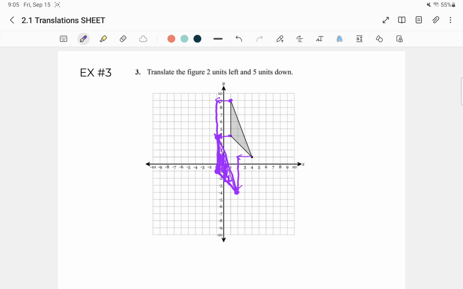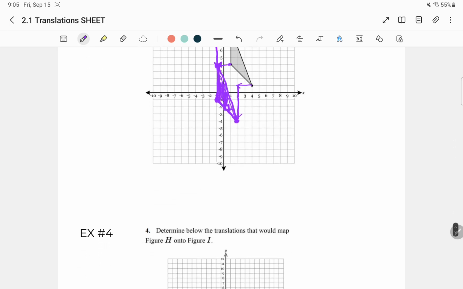Actually, in Delta Math, you're going to be doing it on the computer, but same thing. Just move it. I would just bring my cursor over, just count the boxes, right? And then place your point. Keep going until you've translated the whole shape.